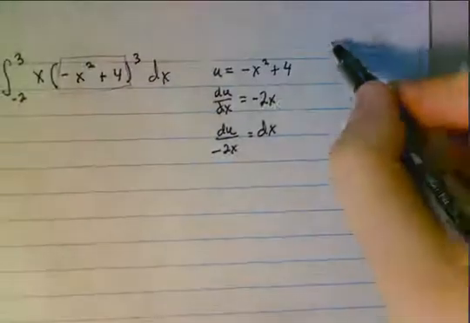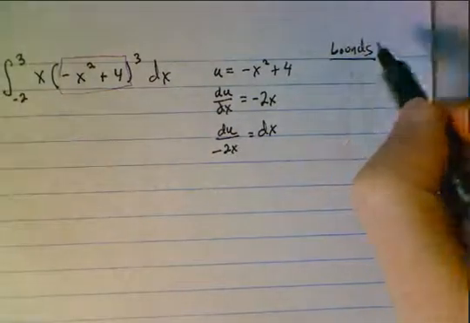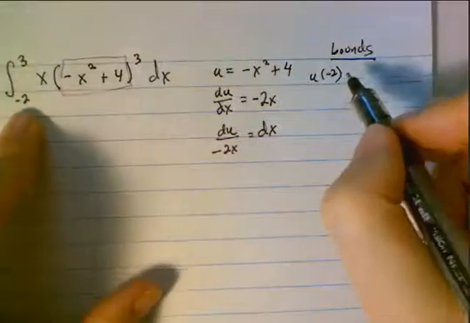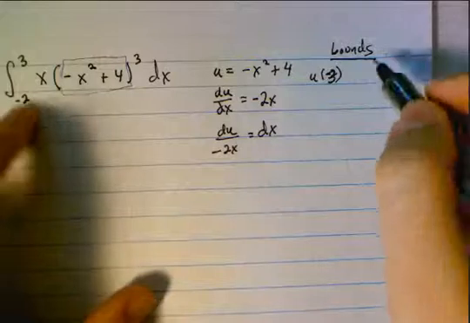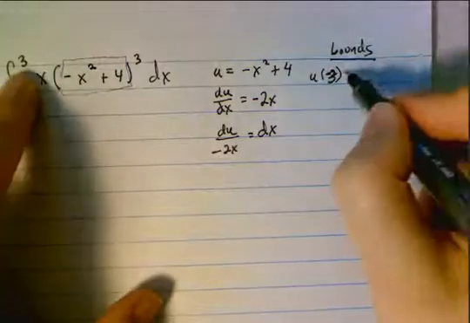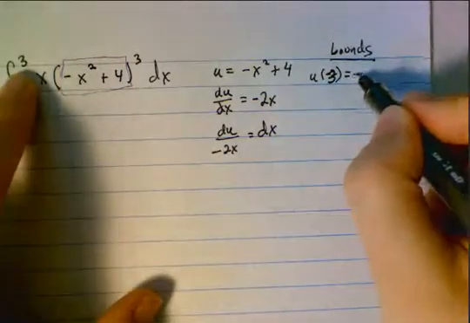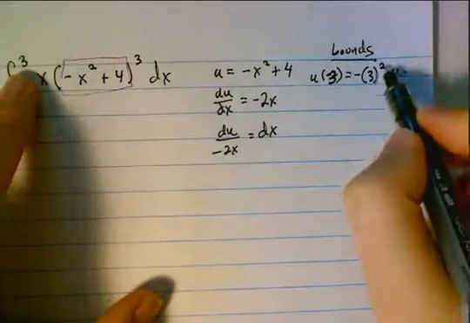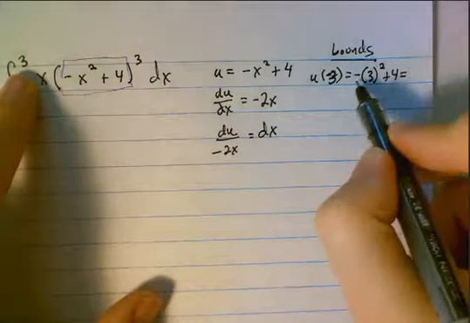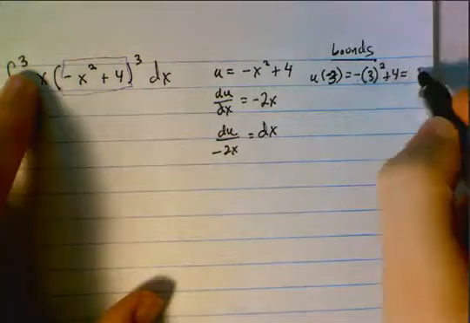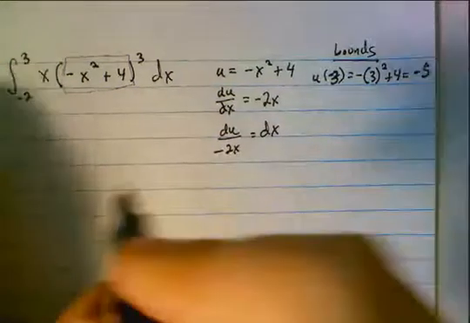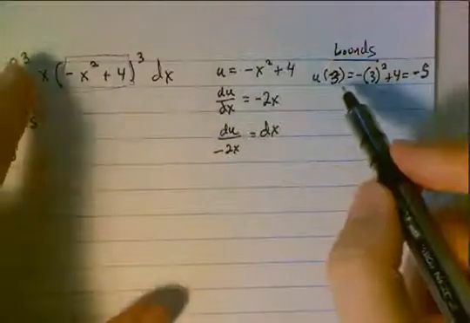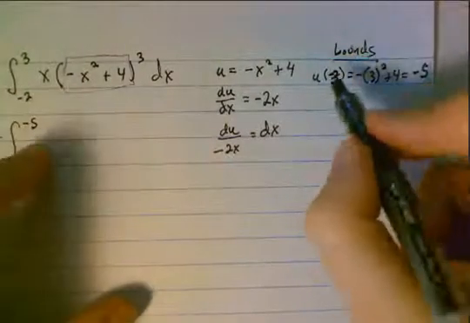Now, because we're using u substitution, we have to change the bounds. Let's do our upper bound on top. u of 3, I put 3 in here, negative 3 squared plus 4. So that's going to give us 3 squared is 9, times negative is negative 9, plus 4 is negative 5. So when I'm rewriting this, that's going to be negative 5. Whatever's on top stays on top. Doesn't matter if it's positive or negative.